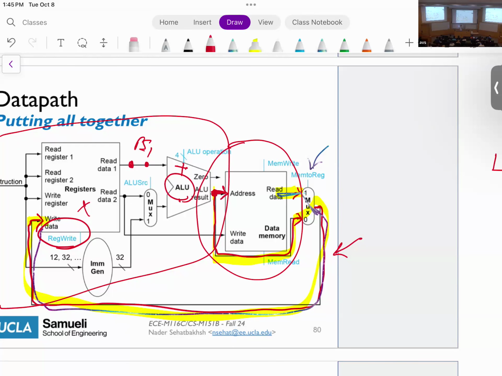Then I have a bunch of complication that we need to figure out. Basically, the main complication is: what should be written to the register file? And I have two options. Either I need to write things from the memory, or I need to write things from the results of the ALU. And that's what this multiplexer does. Any questions?